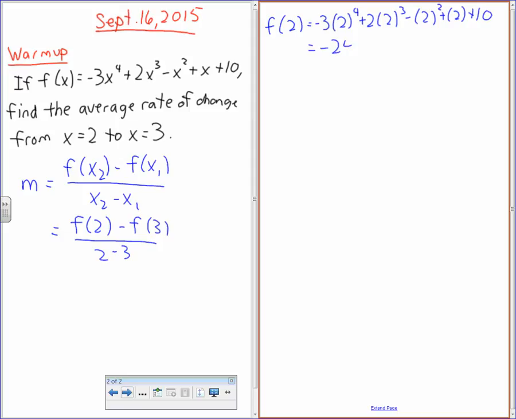Okay, 24. Not that I don't trust you. Can I get one other person to raise their hand? That's right. Okay, good. I do trust you, Bailey. Can somebody tell me how to do f of 3, please? Somebody else. Go ahead. It's the same equation, you put 3 in. Right on.